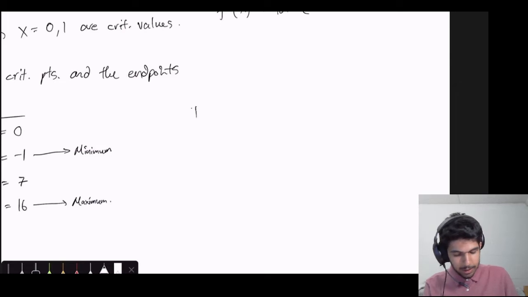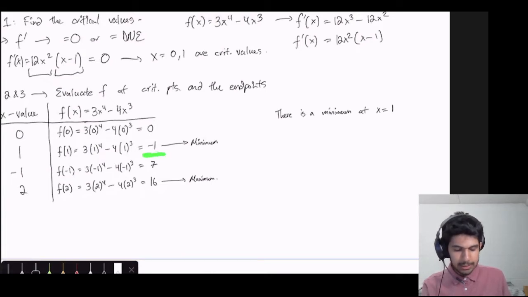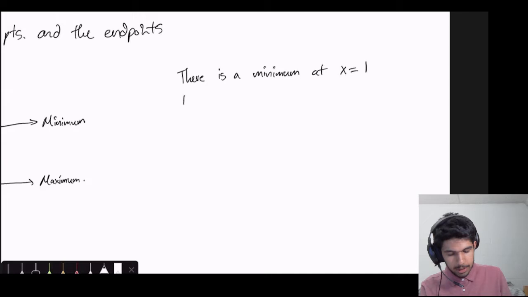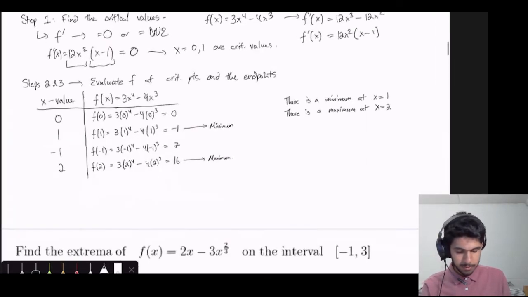We can say there is a minimum at x equals 1, and it's x equals 1 because even though we labeled this -1 as the minimum, this is the function value at x equals 1. And then similarly, there is a maximum at x equals 2, right? And that comes from the bottom row.